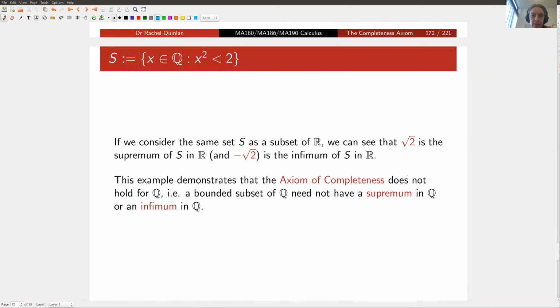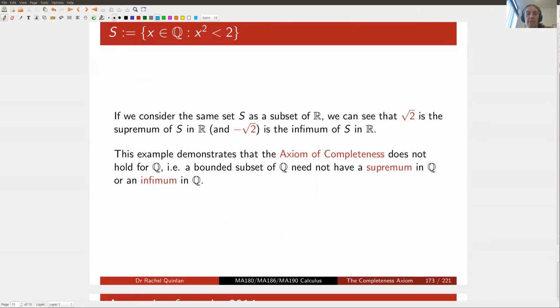Okay, and the same issue on the other side: the infimum of S in R is the negative square root of 2. So the point of this example, which I hope is worth giving a bit of thought to, is that the axiom of completeness doesn't hold for the rational numbers. A bounded subset of the rational numbers need not have a supremum or an infimum that's itself a rational number, but it'll have one. It'll have both an infimum and a supremum in the real numbers.